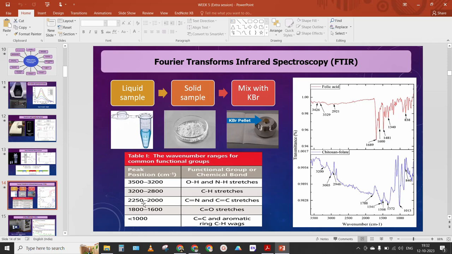If some values are between 3200 and 2800, then CH stretches must be there. If the values are in between this range, then this functional group must be there. And if the values are below 1000, then this functional group must be there. So FTIR is used to identify the functional groups of that particular nanoparticle sample.